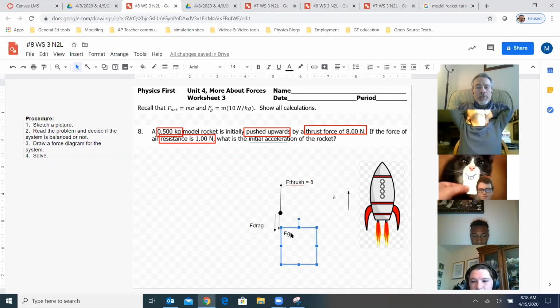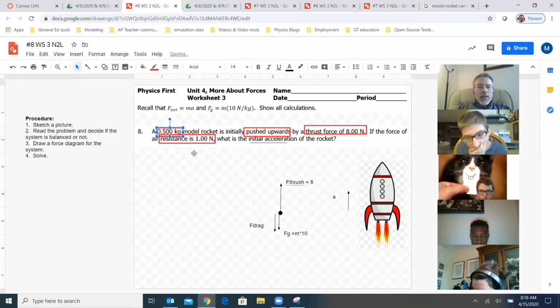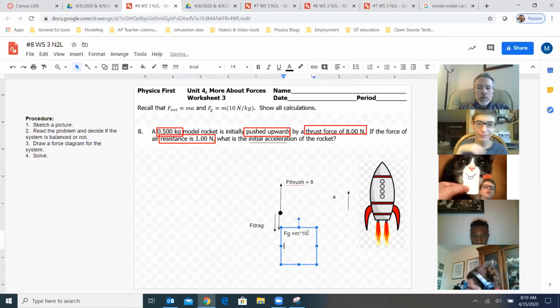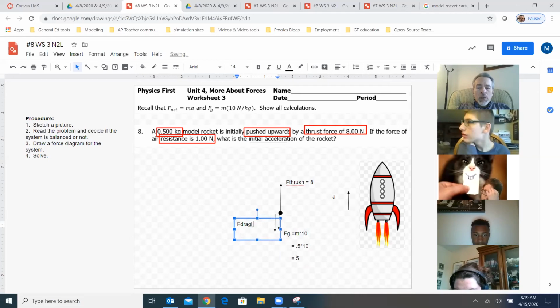Now I can find the gravity force. That's going to be equal to m times 10. It says that the mass is 0.5 kilograms, so I'm going to plug that in. This is equal to 0.5 times 10, and 0.5 times 10 is equal to 5. So it's 5 newtons. It tells me what the resistance is: 1 newton. You can call it resistance if you want to; I call it drag. Drag force, and that's 1 newton.